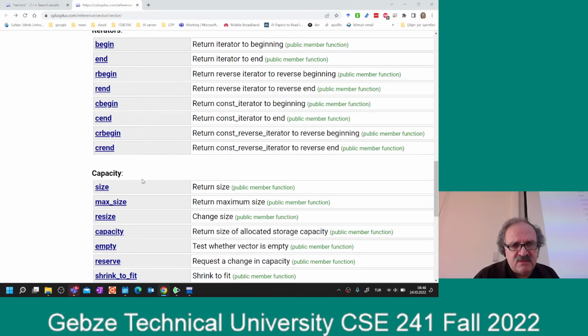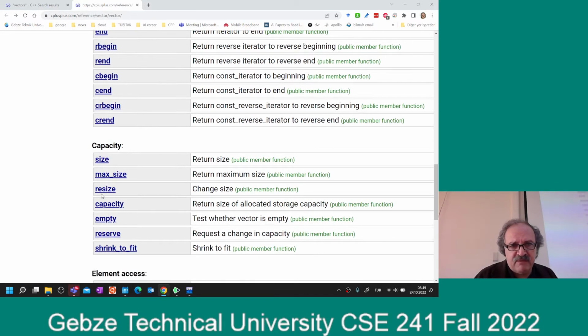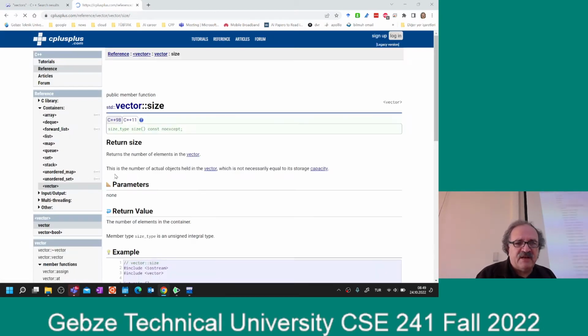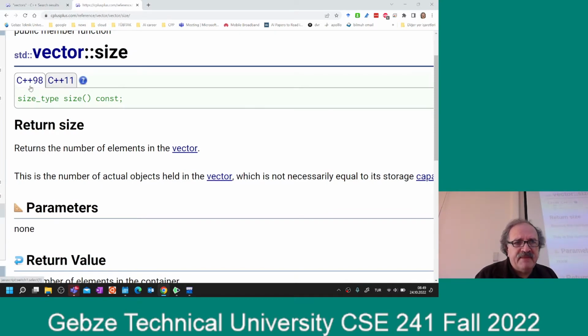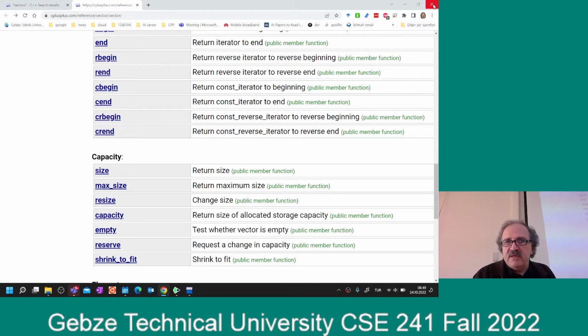There is one more, resize. Resize changes the size of a vector. So if you'd like to make your vector larger or smaller, maybe you can use it from time to time. Of course, this modifies it. So size is a const function, but resize is a non-const function. Okay, good.